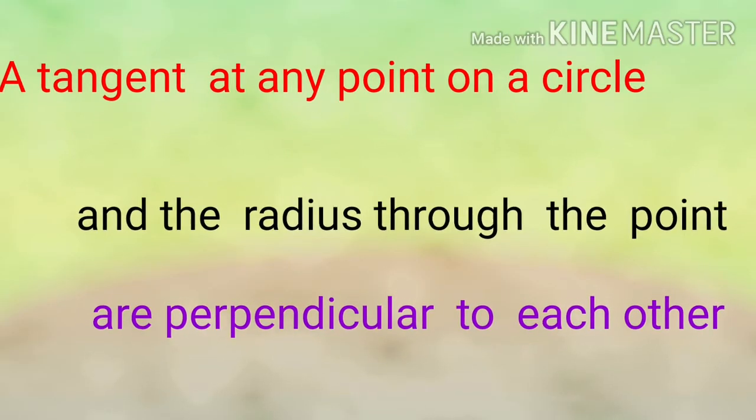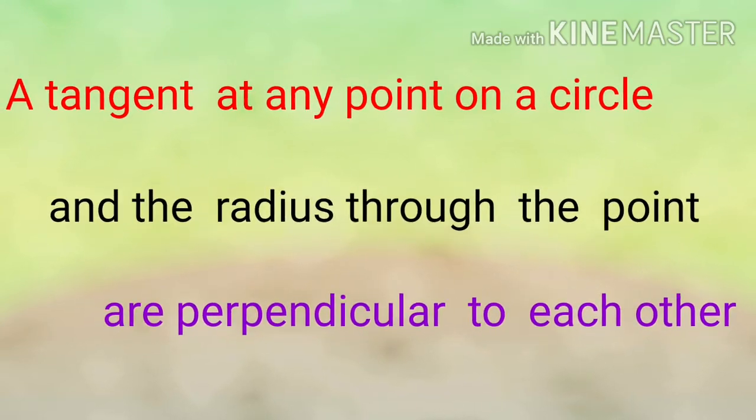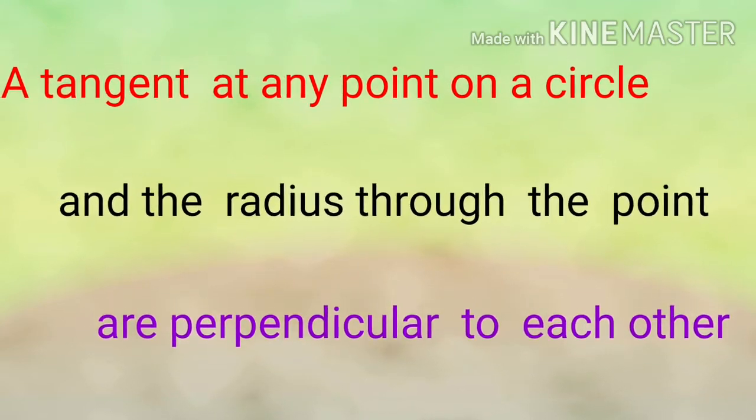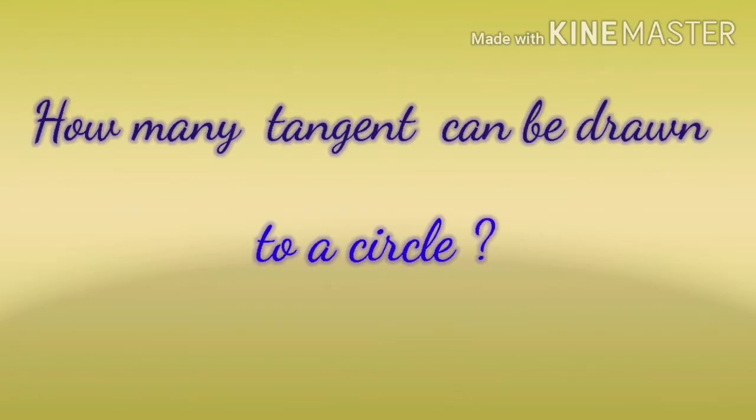A tangent at any point on a circle and the radius through the point are perpendicular to each other. In this picture, a tangent at point P on a circle and the radius OP through the point are perpendicular to each other. How many tangents can be drawn to a circle?